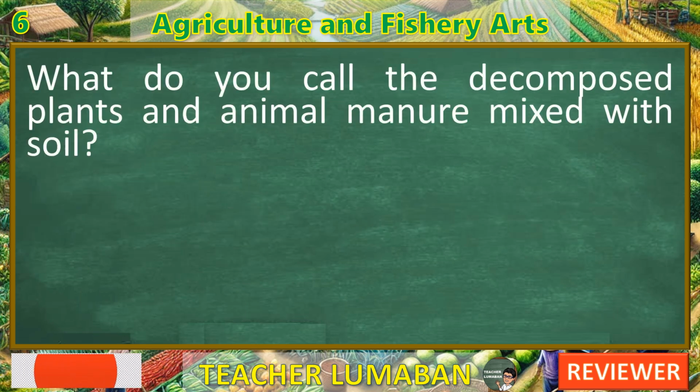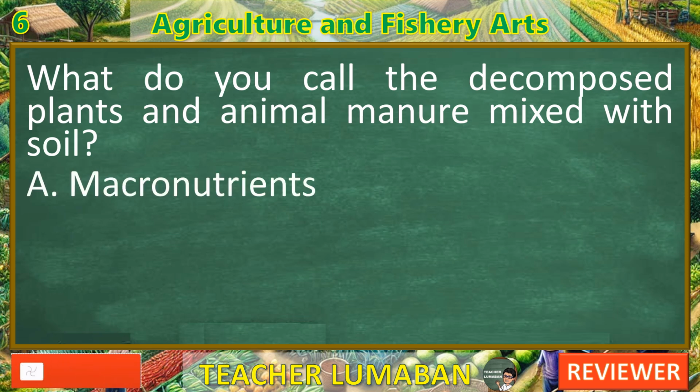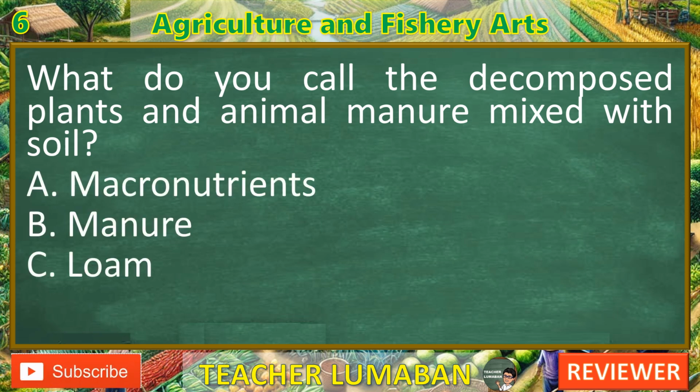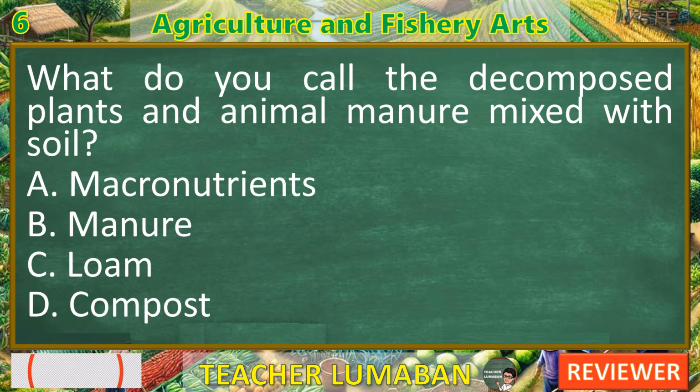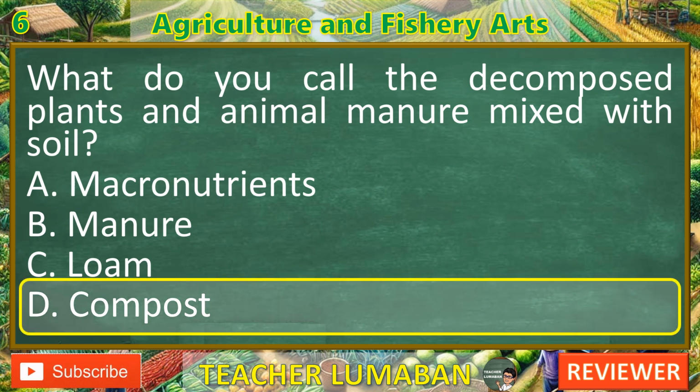What do you call the decomposed plants and animal manure mixed with soil? A. Macronutrients. B. Manure. C. Loam. D. Compost. In the next 5 seconds, select the best response from the available options. 5, 4, 3, 2, 1. The correct answer is compost.